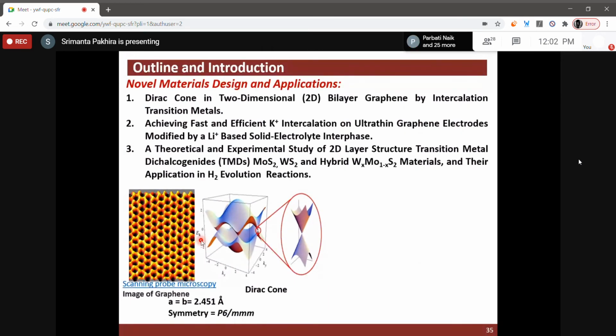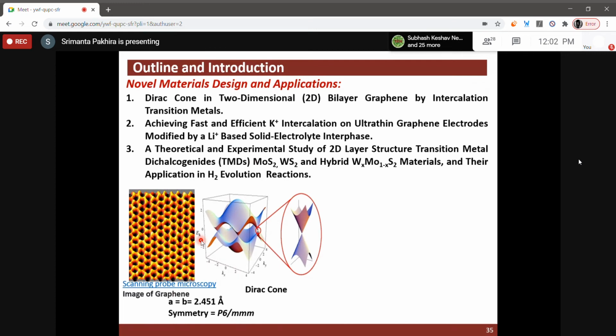The first one is basically related to physics and material physics. Then there is potassium intercalation also, and TMD work will be there, and many others we will teach. Let me explain what we did in that particular work, which is very important. I know that everyone should attend, but many of us didn't attend. I don't know why, but they should learn if they really want to take this course and the development of their program. So the first one is called Dirac cone in 2D material, 2D bilayer graphene by intercalation of transition metal.